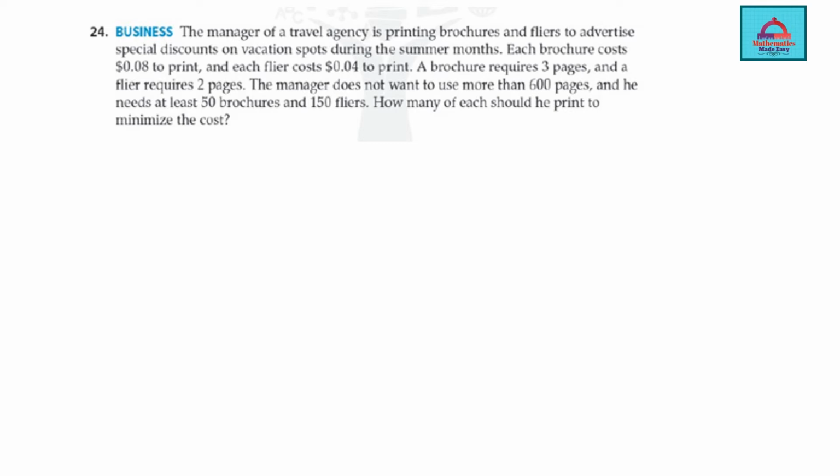So again, it's a word problem. Let's read it together and highlight the important information. The manager of a travel agency is printing brochures and flyers to advertise special discounts on vacation spots during the summer months. So what two things are printed? Number one is brochure, number two is flyer. Now each brochure costs $0.08 to print and each flyer costs this much to print. So highlight the important numbers here, and then a brochure requires how many pages? 3, and a flyer requires 2 pages.